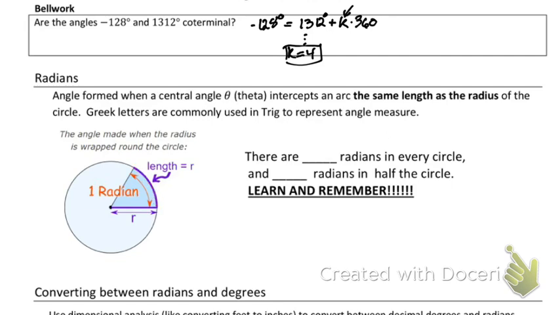And just the way that works, this is really nice. There are exactly 2 pi radians in every circle. And pi radians in half the circle. You have to learn this and you have to remember this.